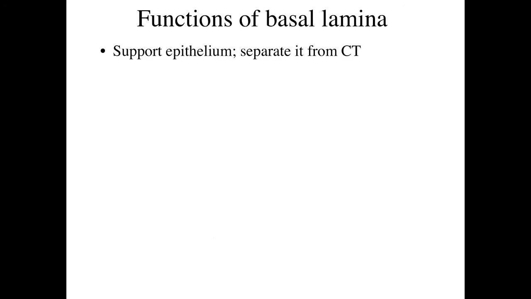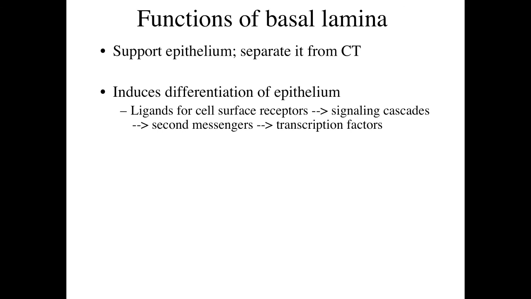Now, what are the functions of the basal lamina? First, the basal lamina supports epithelium, and it separates epithelium from the underlying connective tissue. The basal lamina can induce differentiation of epithelium. It will also contain ligands for cell surface receptors in the epithelial cells. These receptors, when they bind their ligand, can initiate signaling cascades, which, as you might imagine from your studies in biochemistry, can establish second messenger functions and can turn on transcription factors to affect gene expression. Basal lamina can influence metabolic activities of the epithelium.